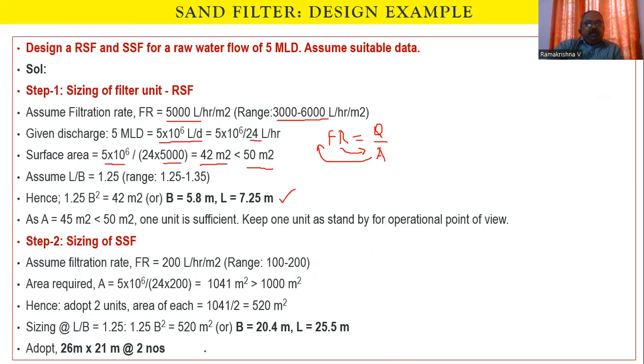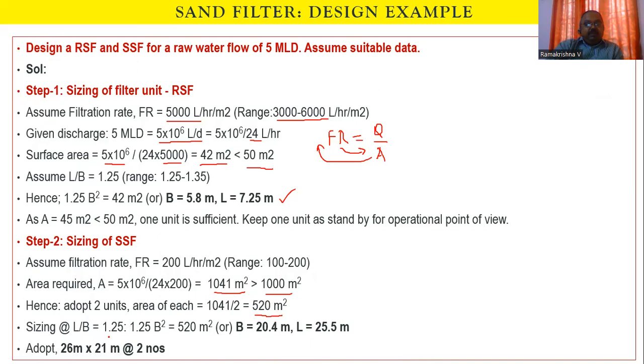For a slow sand filter, here also we have to assume the desired filtration rate within the range of 100 to 200 liter per hour per meter square. So I'm assuming 200 liter per hour per meter square, and subsequently calculating, what I got is 1041 meter square. The maximum area permitted is only 1000. So what we should do is divide into two beds, 1041 divided by 2.